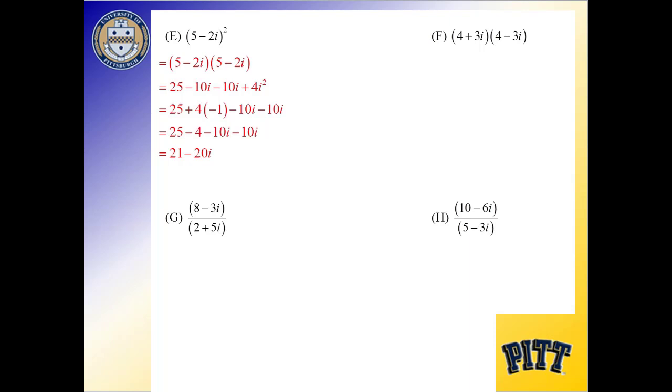And I would FOIL that out. And if I FOIL that out, I get 25 minus 10i plus 4i squared. I then go through the process. I turn the i squared into -1. I group my real parts and my imaginary parts together so that I can carry through the operations. And I end up with 21 minus 20i.